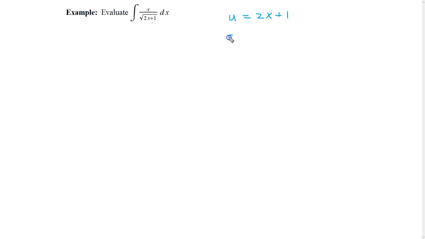Now watch what happens. So we get du equals 2 dx. Now we don't have a 2 dx up here. It would be nice if we had a 2 right there, or just a constant would be nice. But we don't have that here. So what we're going to do is a little trick. We're going to rewrite the leftover x here in terms of u, and then put that in here for x.